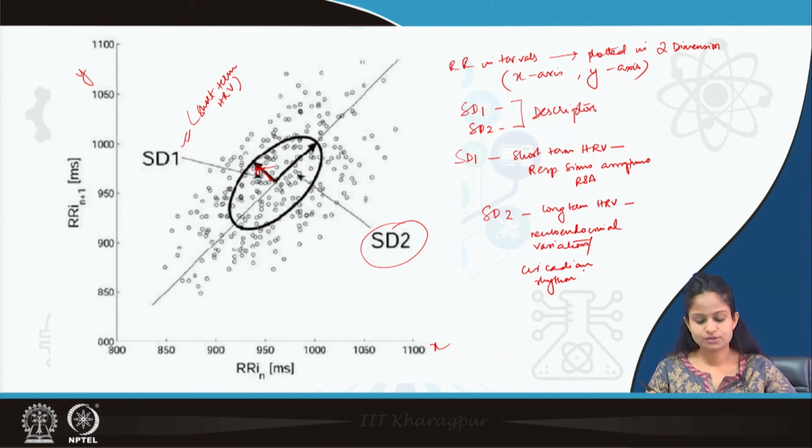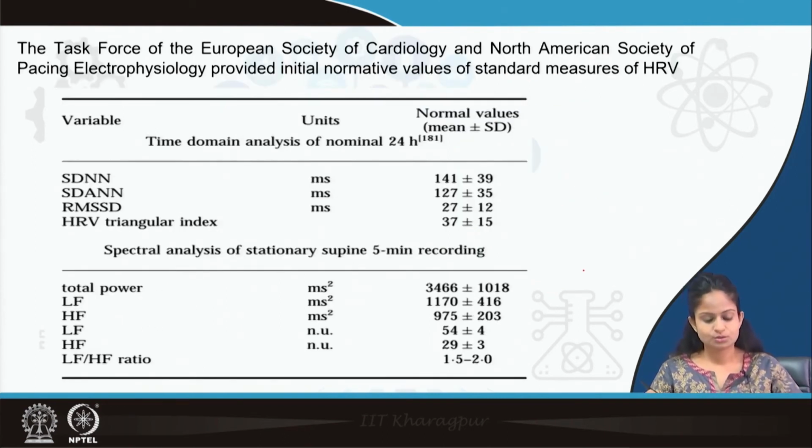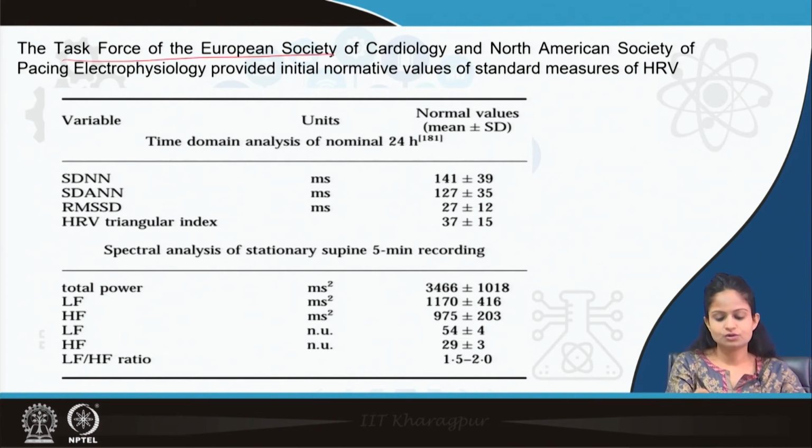As I had already told you, the fractal dimensions and the Shannon entropy are usually done with the help of convoluted neural networks and support vector machines. These are the entities of artificial intelligence or machine learning which are in use nowadays. So, the task force of the European Society of Cardiology has given some normative values of this HRV. Generally, we do not get to see standardized values of the various parameters which are used in HRV, but we follow the task force European Society of Cardiology guidelines.